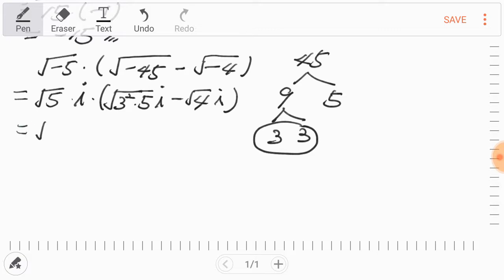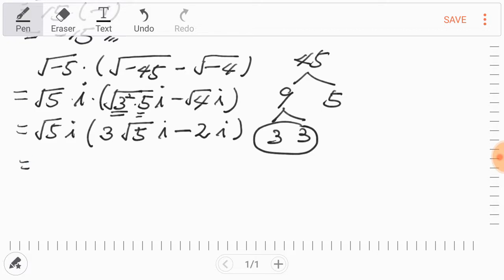Okay, let's do one more time. Square root of 5i, parenthesis, square root of 3 squared is 3, and 5 is not a perfect square, so it stays inside the square root, i, minus square root of 4 is 2 because 4 is 2 squared, i. Okay, this is the i form with simplified radicals.